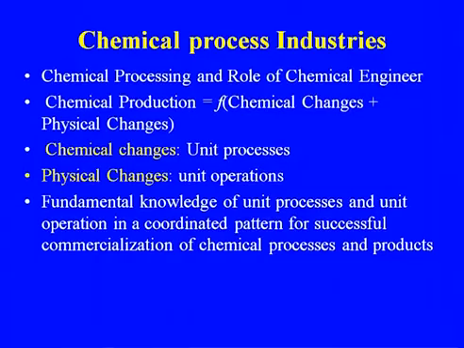In the chemical process industry, chemical production is a function of chemical changes and physical changes. These are the two things happening. In the chemical change, by the reaction of some reactants we produce some product, and then the product which is made, how to separate it?